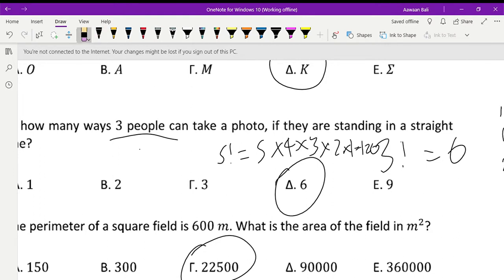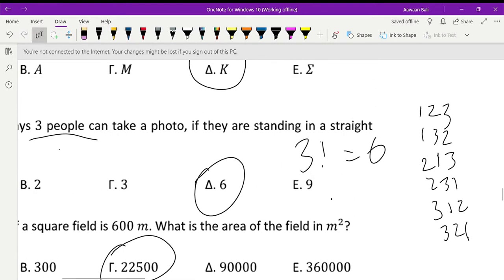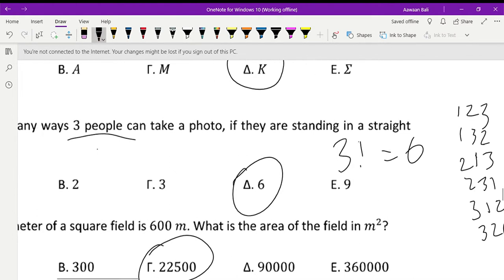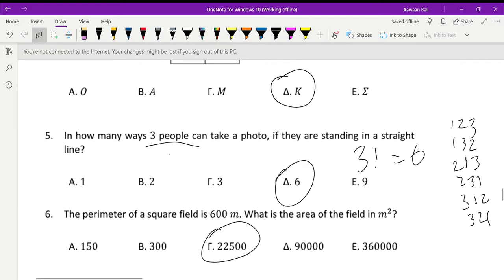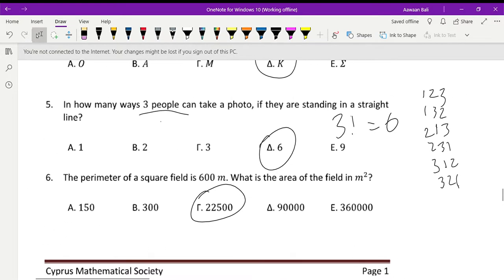Which means that basically here, when we have 3 factorial, that's 1 times 2 times 3, that's 6. So 3 factorial is 6, and basically you always get the number of combinations. That will always be the answer. So therefore the answer is delta 6.